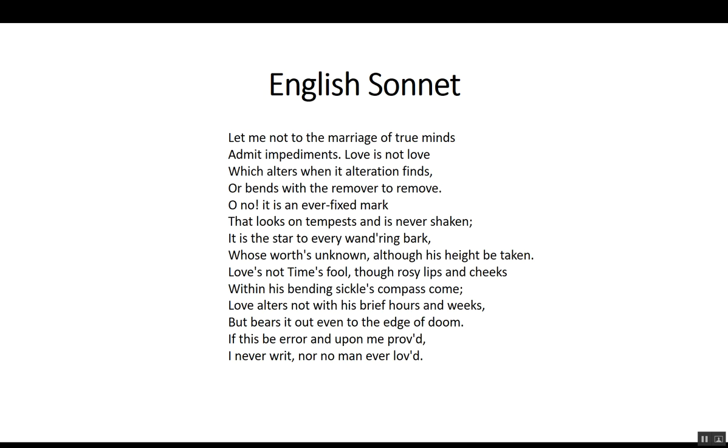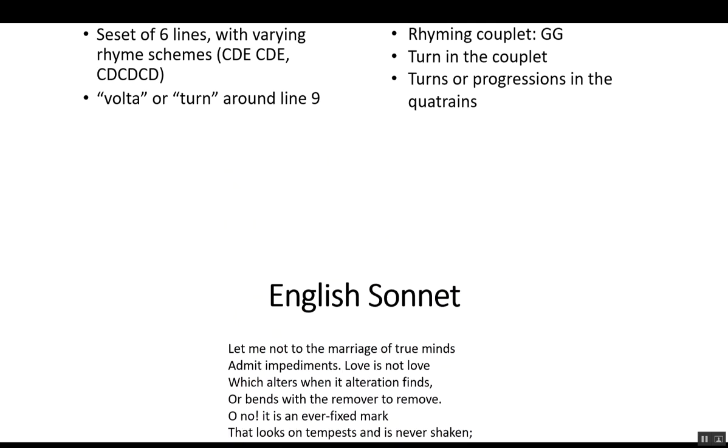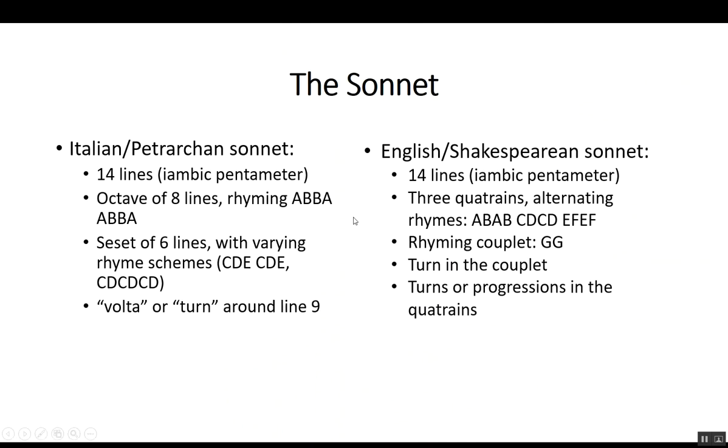First, an English sonnet, because it's more familiar to us. And you'll notice this is by Shakespeare. This is sonnet 116. I'm just going to read it to you. Listen, pay attention, see if you can see that pattern here, right? 14 lines, 3 quatrains rhyming this way with a final rhyming couplet, okay?